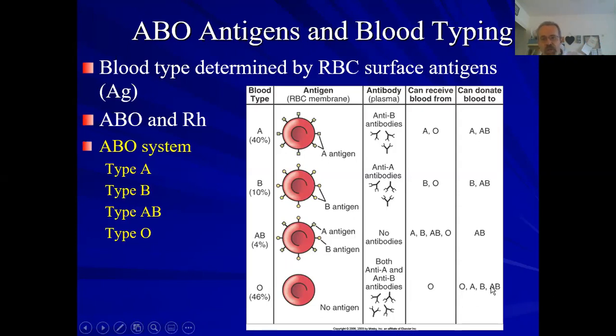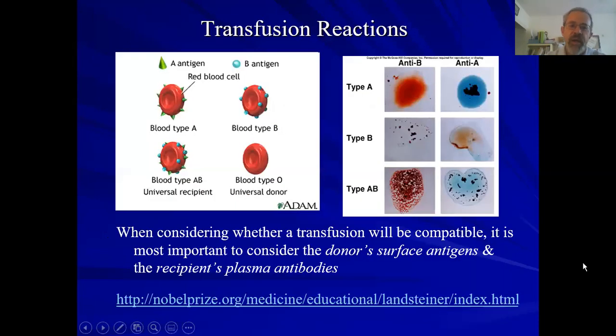But of course, you can only receive blood from O. That's when you're looking at the antibodies. So when you donate, it's your red blood cell antigens. When you receive, it's the antibodies. All right. This is just a diagram showing, like I said, that when considering whether a transfusion will be compatible, it's most important to consider the donor's antigens and the recipient's antibodies.